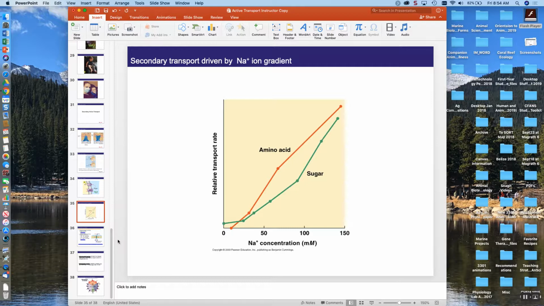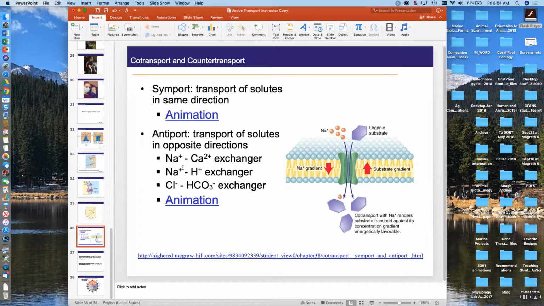So that's very interesting. This is just some review. Symporters or co-transporters transport solutes in the same direction. You guys can take a look at this at home too. If you want to take a look at these animations, they're very helpful. They're not that exciting. They just show that they're going either in the same direction or in opposite directions.